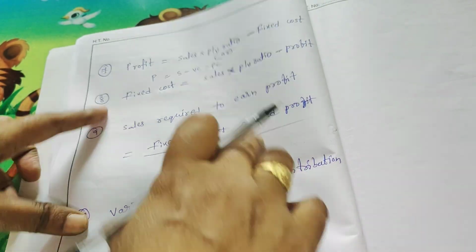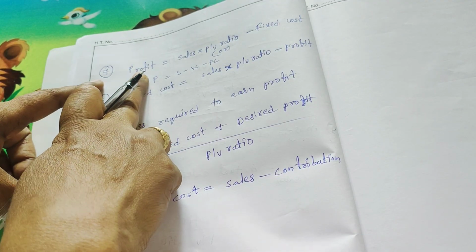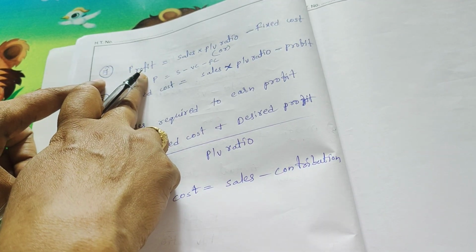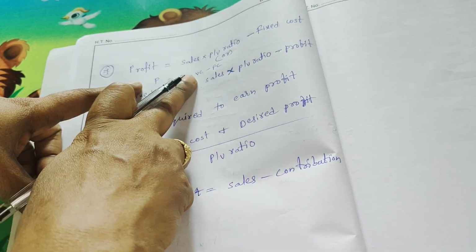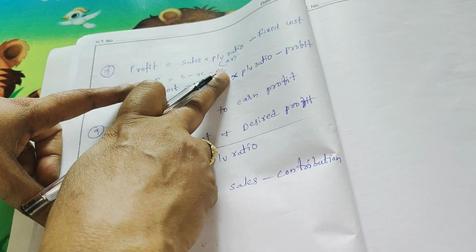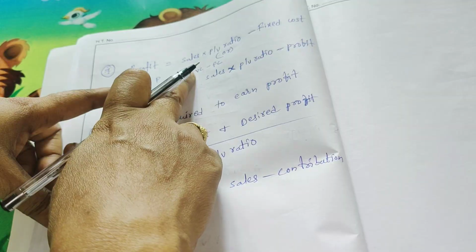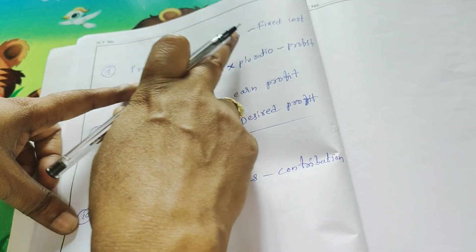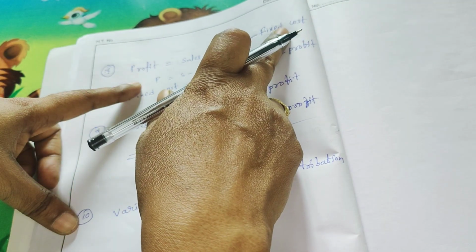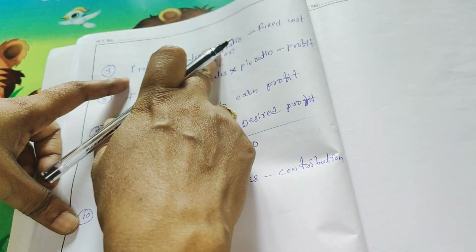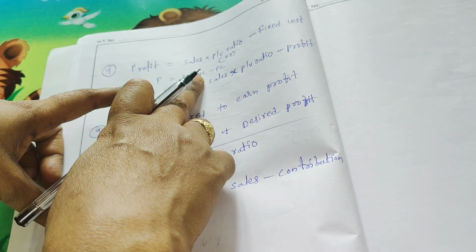And next, profit. Already we know the profit formula, the marginal cost equation. Profit is equal to sales minus variable cost minus fixed cost, because sales into PV ratio is nothing but contribution. Sales minus variable cost is nothing but contribution. From the contribution we deduct fixed cost, so that we get profit. We can use this formula or this formula, depending on the given details.